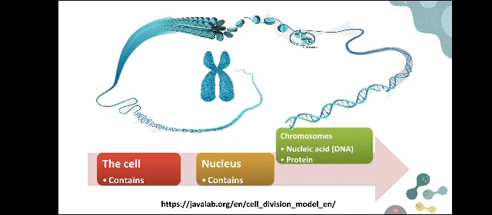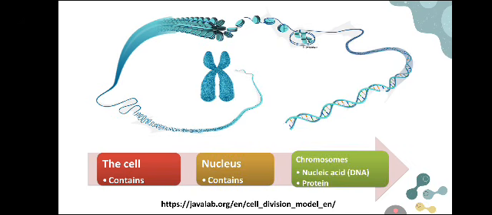So as we said, any cell contains a nucleus. This nucleus contains chromosomes. The chemical structure of chromosomes is nucleic acid, DNA plus protein. But in general, in shape, it consists of two chromatids connected at a point called the centromere.